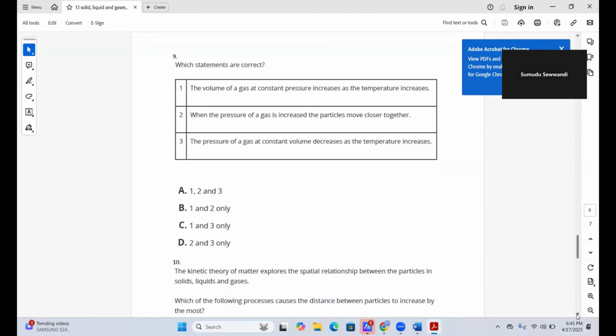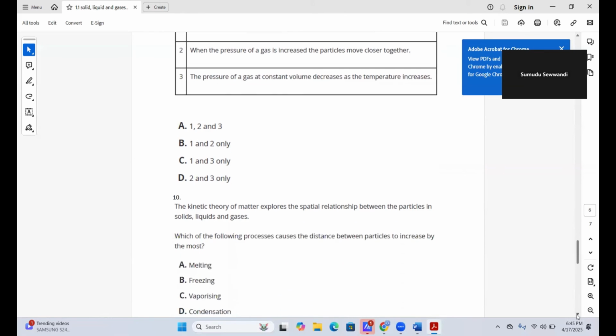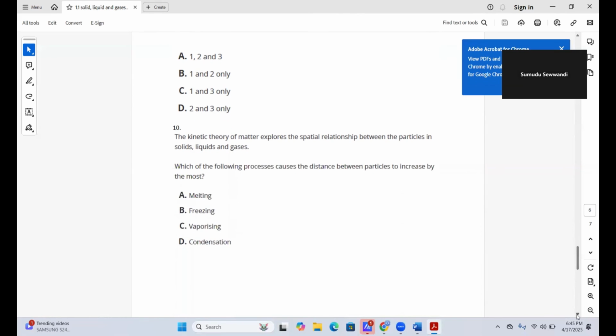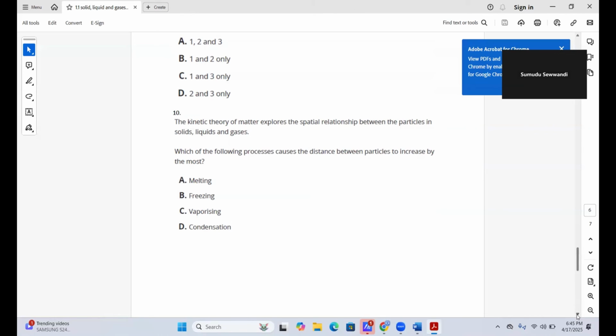Question number 10. The kinetic theory of matter explores the spatial relationship between the particles in solids, liquids, and gases. Which of the following processes cause the distance between particles to increase by the most? To determine which process causes the greatest increase in the distance between particles, we need to consider the changes in the states of matter.